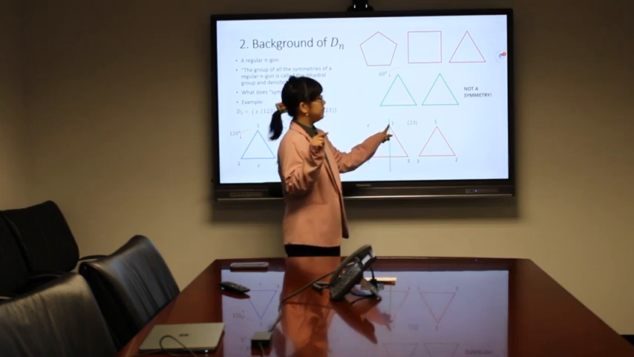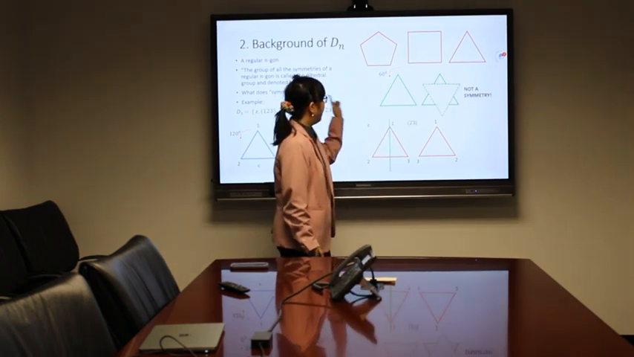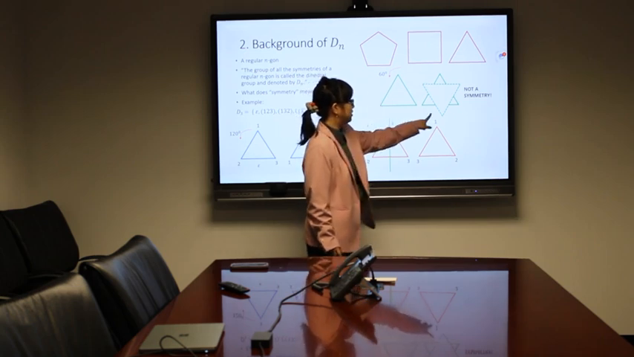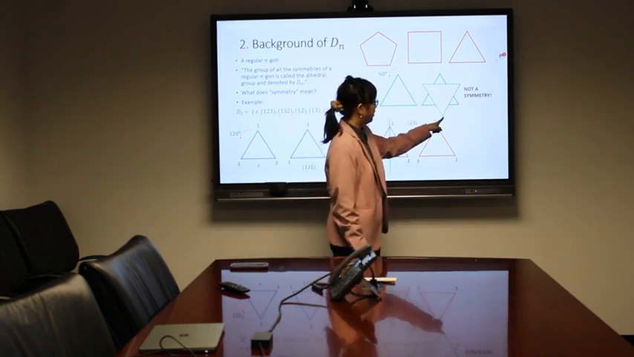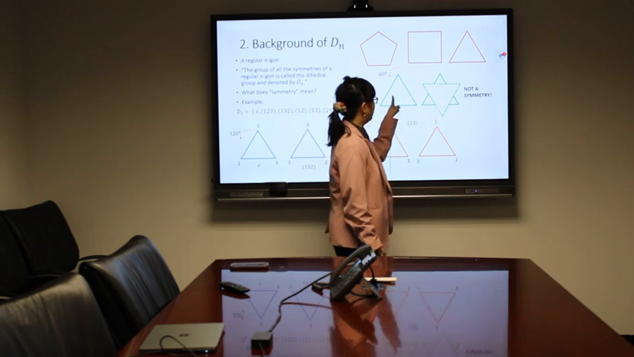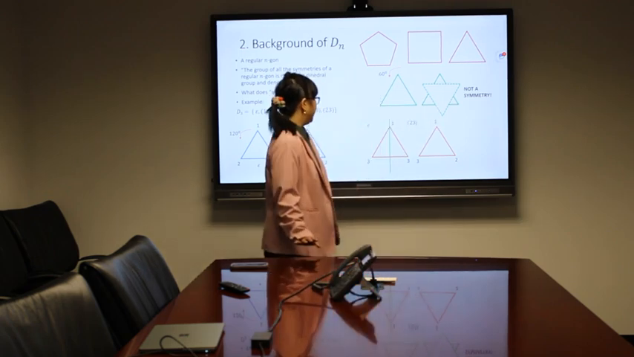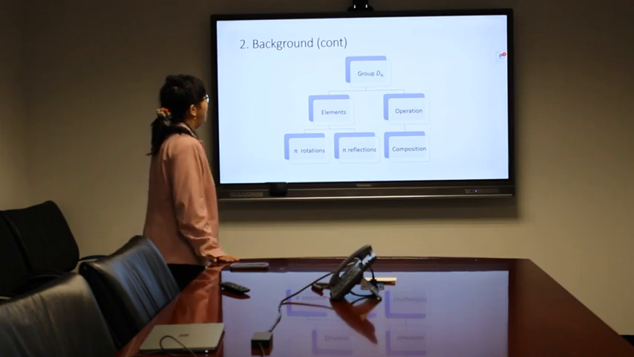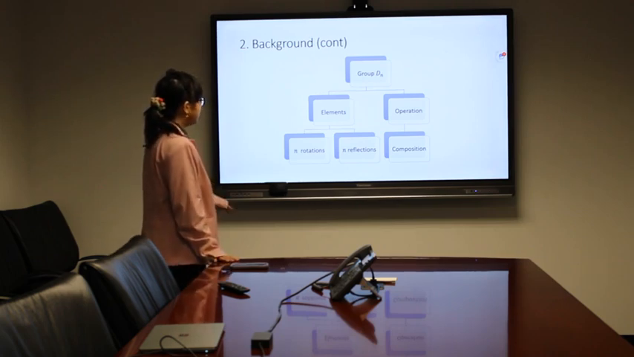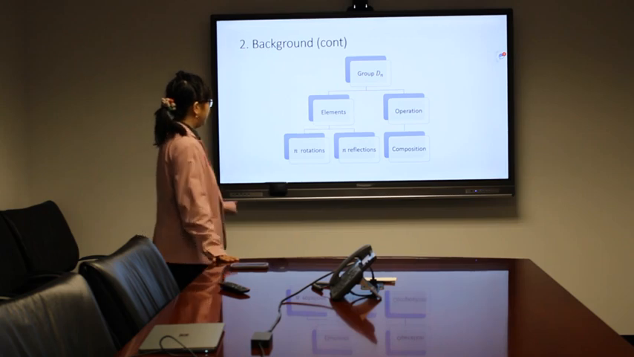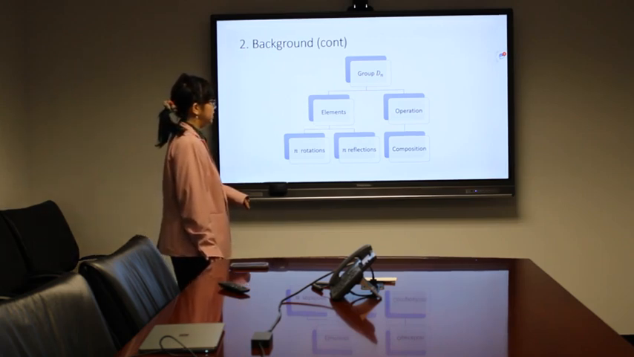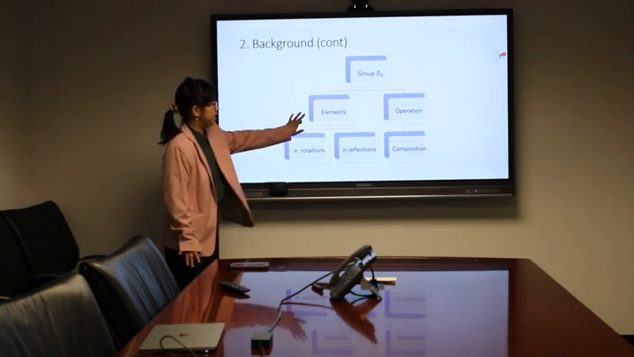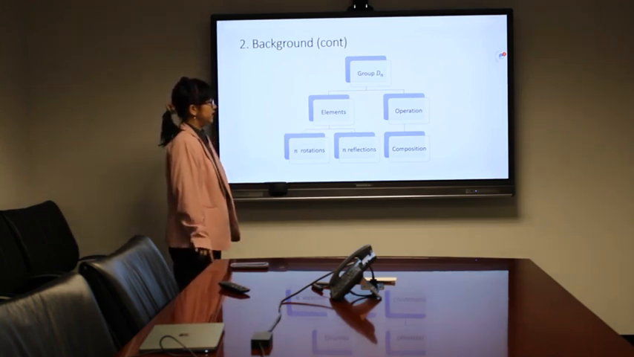But if we just take a rotation of 60 degrees counterclockwise, we do not have a symmetry, because the dashed line triangle is not the same orientation as the first triangle. So in the dihedral group Dn, there are two types of symmetry, rotation and reflection. Dn has n rotations and n reflections as elements, and the operation in Dn is composition.